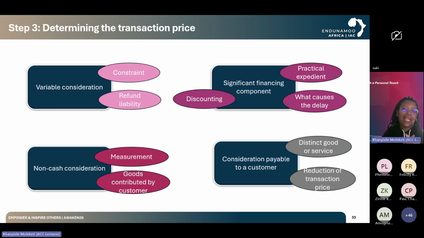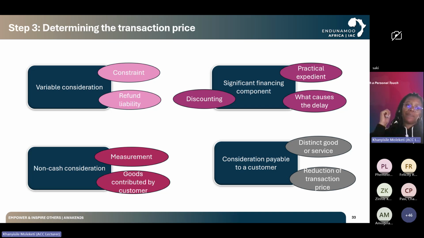And then consideration payable to a customer. It doesn't happen too often, but it would be in a situation where you've got a contract, and obviously, typically, the customer is paying the entity. You're delivering goods, the customer pays you. But in some contracts, like a lot in the FMCG space, you could, as an entity, be selling, let's say your Kellogg's, you sell your goods to ShopRite.